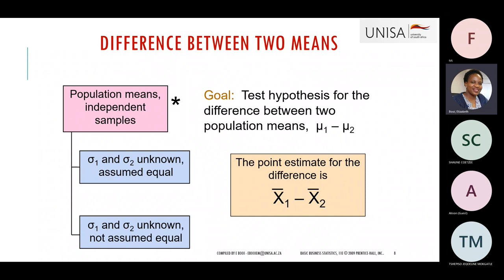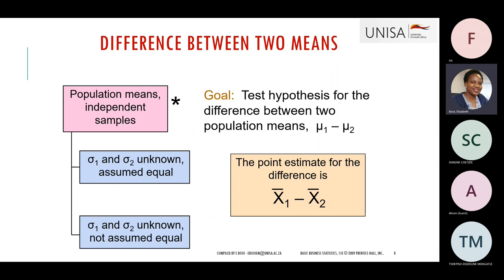So when we do hypothesis testing or compare the two differences, there are some goals that we need to set at the beginning, in some sort of hypothesis statement that you state. If our goal is to test the hypothesis for the difference between the two populations, population one and population two, we are going to use the point estimate, which are your sample statistic values. So we're going to use the mean for sample one minus the mean for sample two for the difference between the two groups, regardless of whether it's independent or dependent samples.